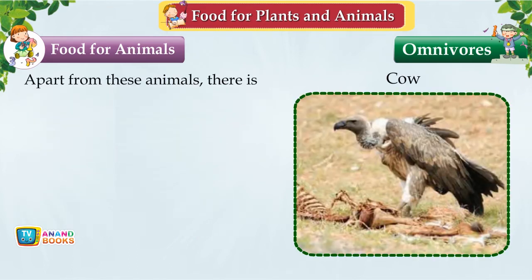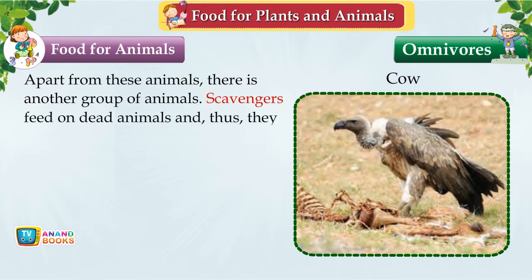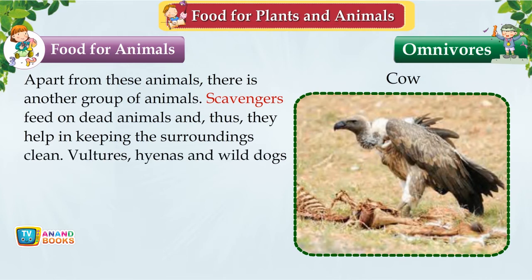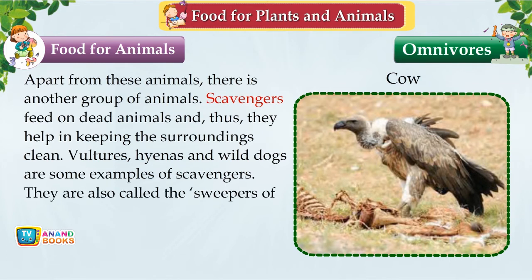Apart from these animals, there is another group of animals, scavengers, that feed on dead animals and thus they help in keeping the surroundings clean. Vultures, hyenas, and wild dogs are some examples of scavengers. They are also called the sweepers of the jungle.